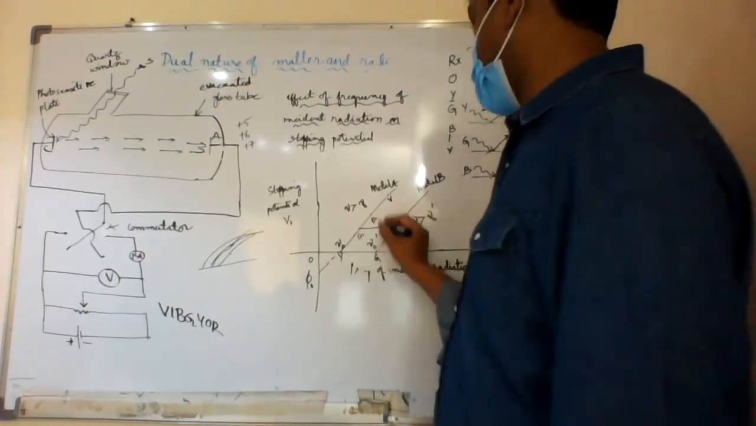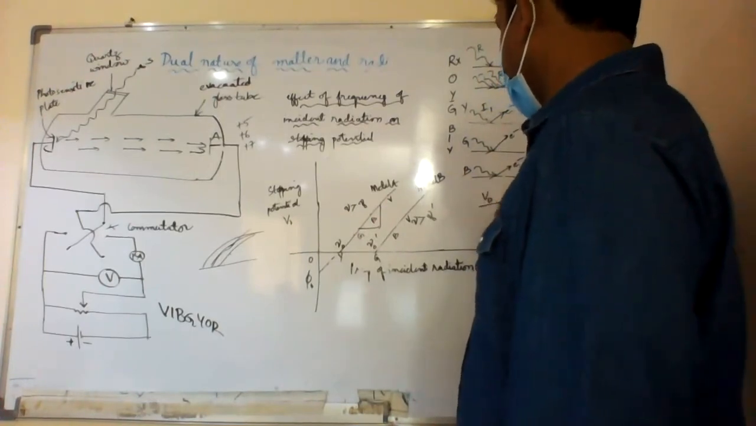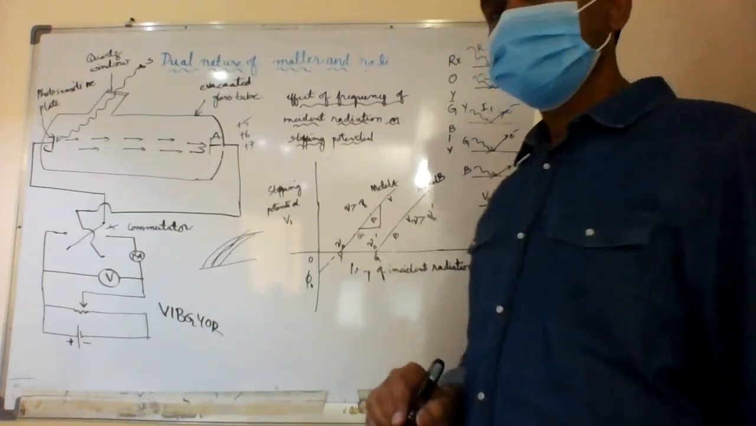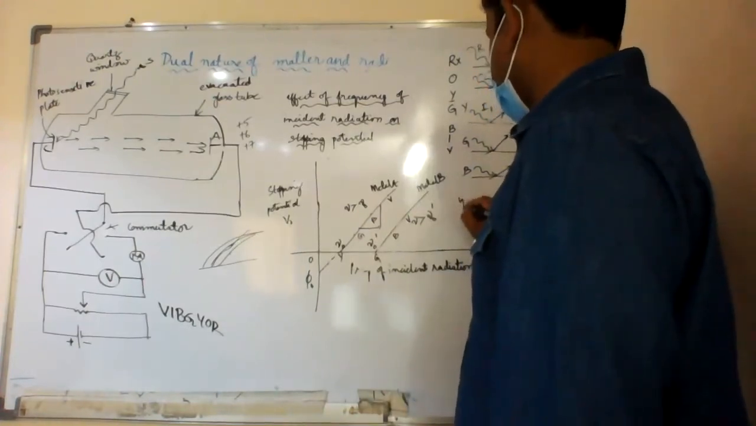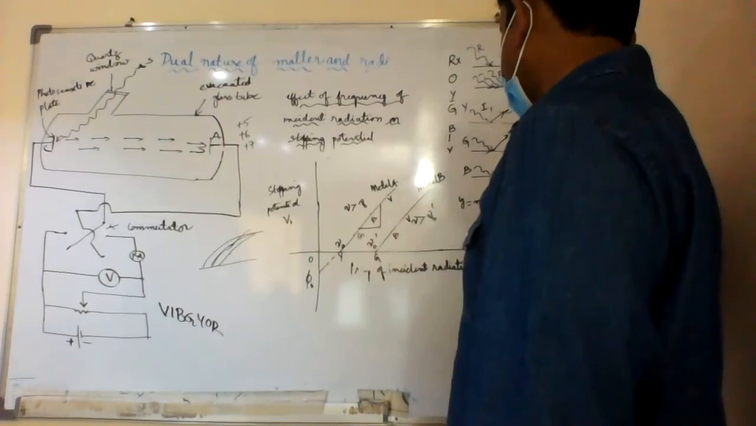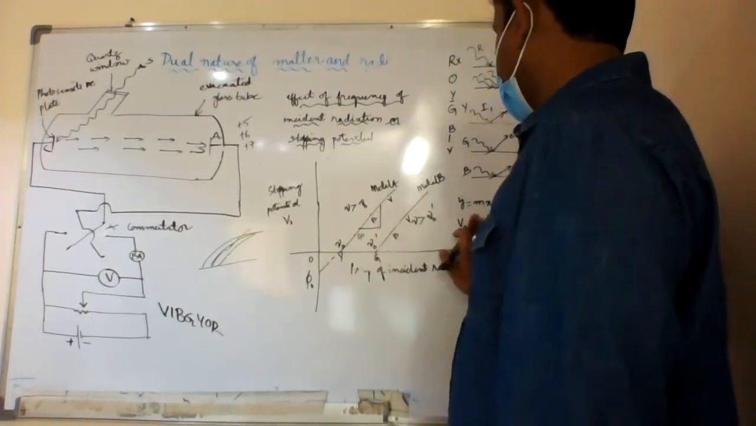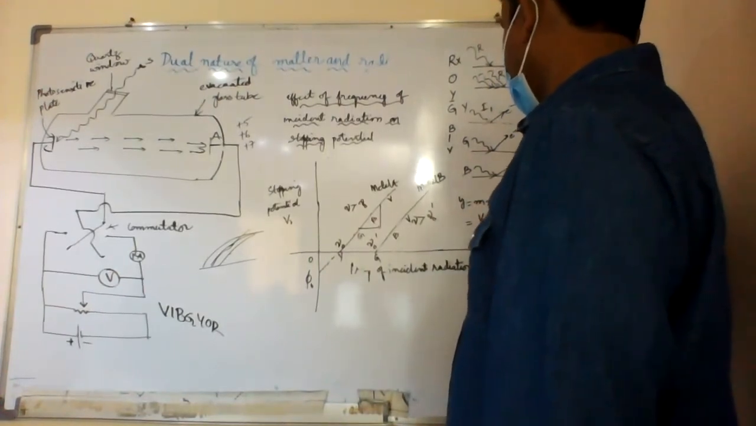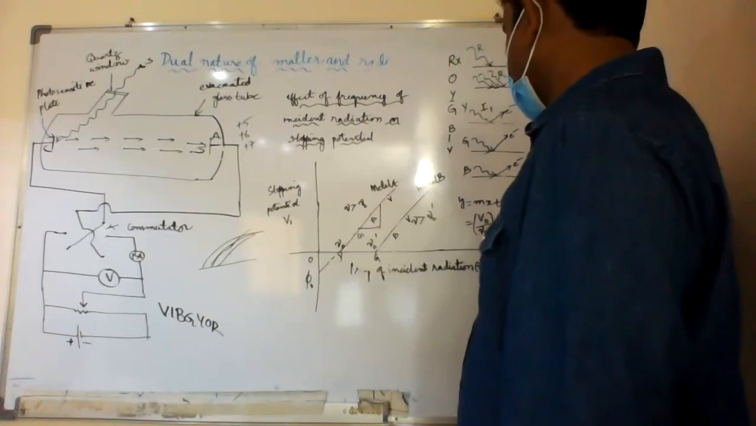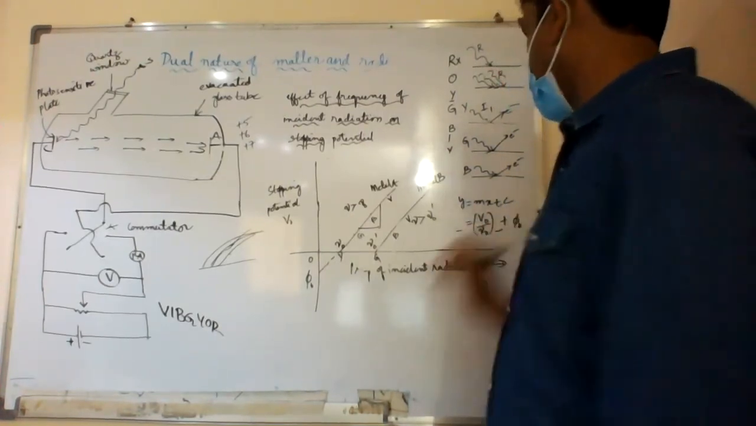If you find out the slope, so we get V0 by nu, right? Suppose we are writing y is equal to mx plus c. What is y? V0. That is V0 by nu0 into x plus c. That is, phi is the constant. We'll see how it comes.